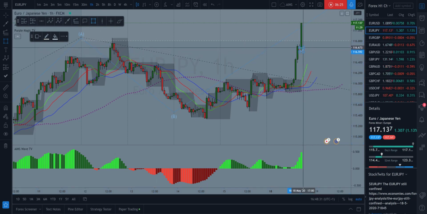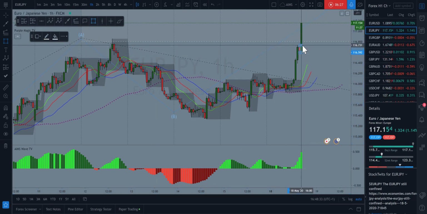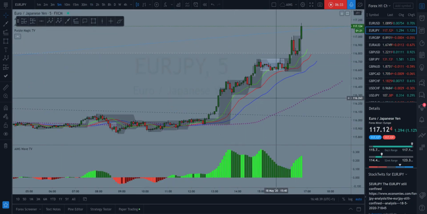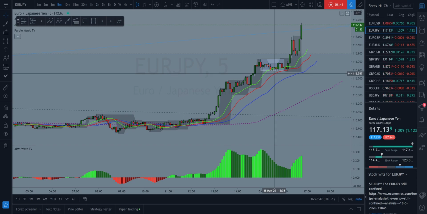Let's put a box around it. And then if I go to the M5 chart, you will see something's happening. Now it's gone in an impulsive fashion. So it's created what we call the H1M1 setup.